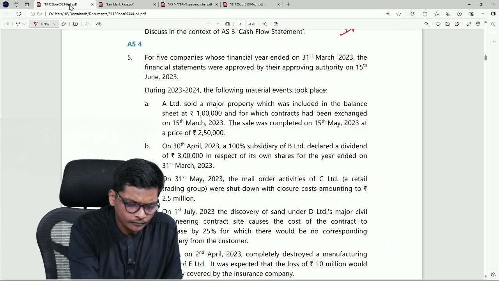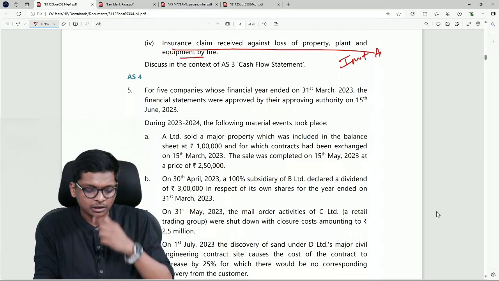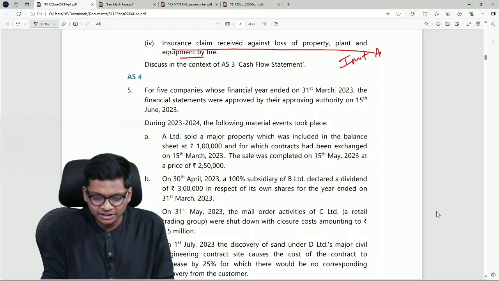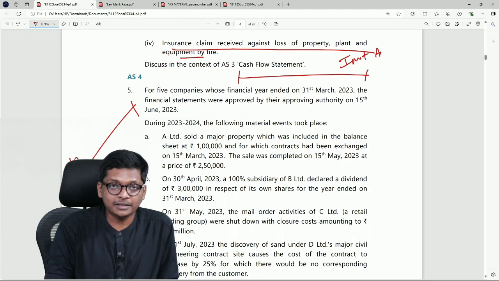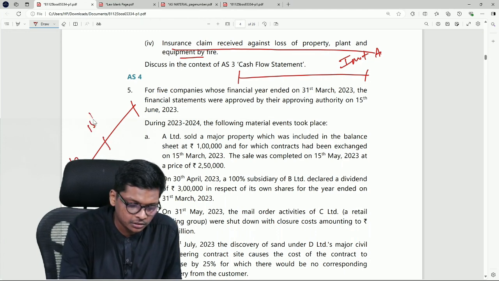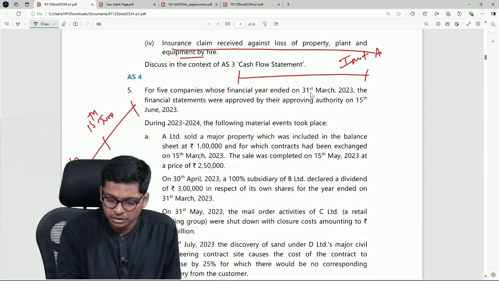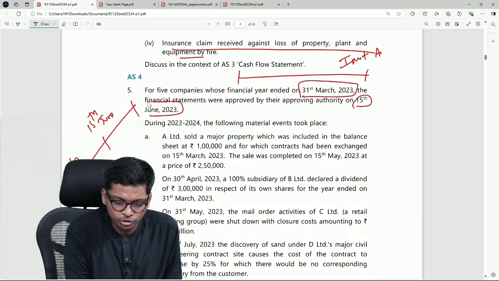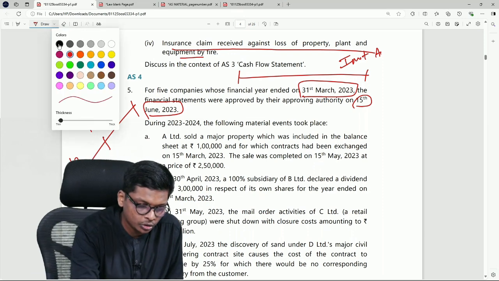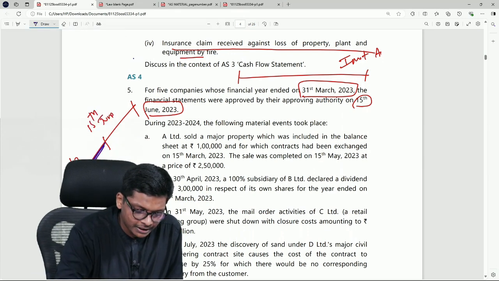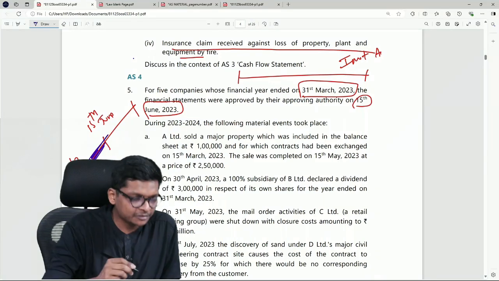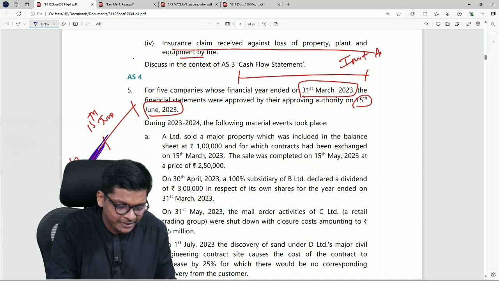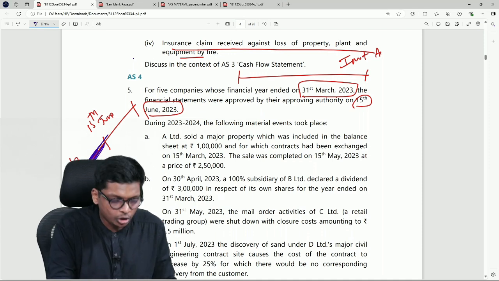Following guys, let's go to the question. Look at this. For 5 companies whose financial year ends on 31st of March, let me put the financial year end on 31st of March, and the board of directors are approving it on 15th of June. So 31st March, 15th June, it is approved. AS4 is talking only about this period. AS4 scope is only this period. What is happening in this period, you will call it an adjusting event or non-adjusting event.